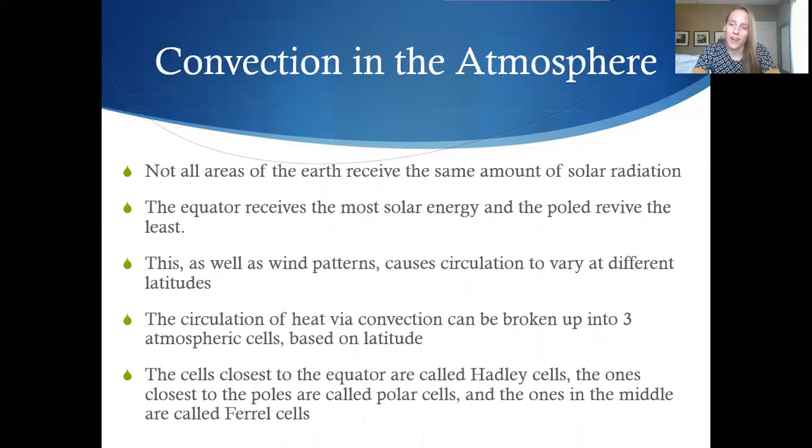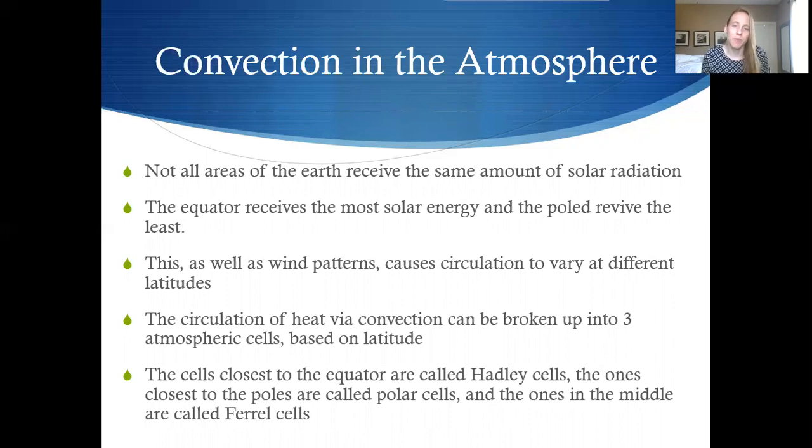Not all areas of the Earth get the same amount of solar radiation. Places near the equator are going to receive the most solar energy, which is why those areas are warmer all the time. And then the poles are going to receive the least amount of solar radiation, just because of how the Earth is tilted on its axis. The equator is always kind of pointed directly at the sun, regardless of the time of year, whereas the poles, because of Earth's tilt on its axis, are never directly pointed at the sun.